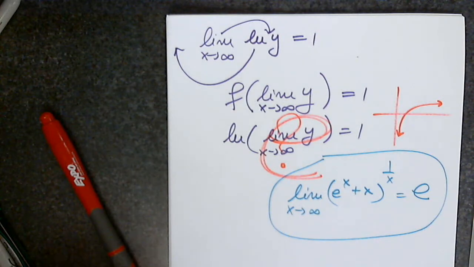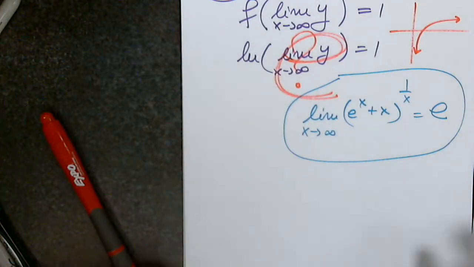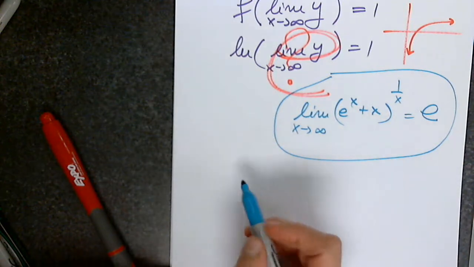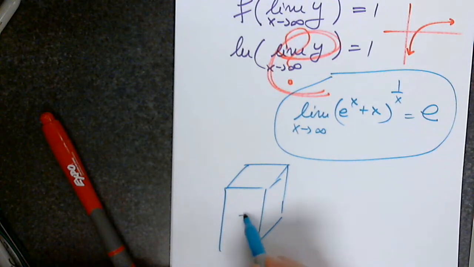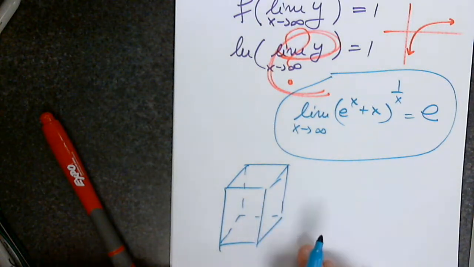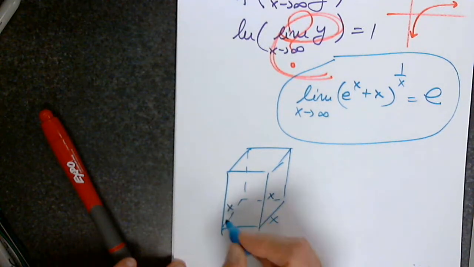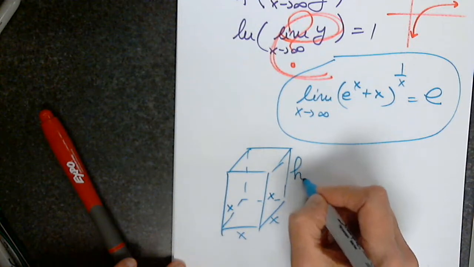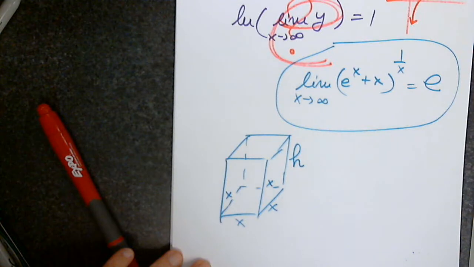Do we need to work on number 4? Do we need to work on number 5? Yes? Okay. So in number 5, we're given a box. It says to make a box with a square base and an open top, and the height is h. Find the largest possible volume of the box.